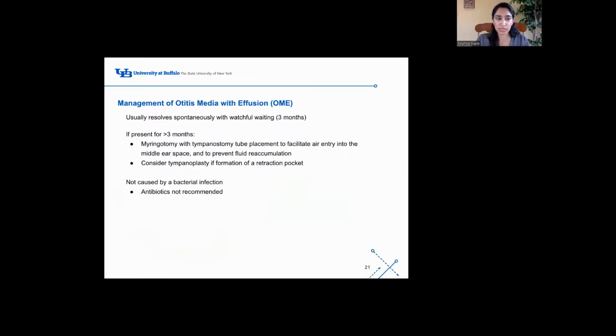For its management, it usually resolves spontaneously with watchful waiting. You wait about 3 months, but if it's present for longer than that, you want to place a tympanostomy tube to facilitate air entry into the ear space and to prevent fluid reaccumulation. And if there is formation of a retraction pocket, you would consider a tympanoplasty. And because bacterial infections are not the cause of this, you don't have infection or inflammation, antibiotics are not recommended.